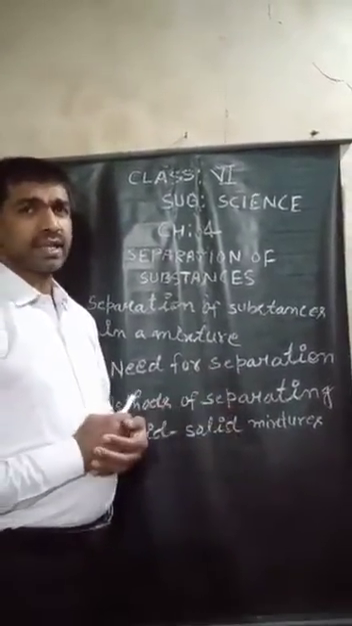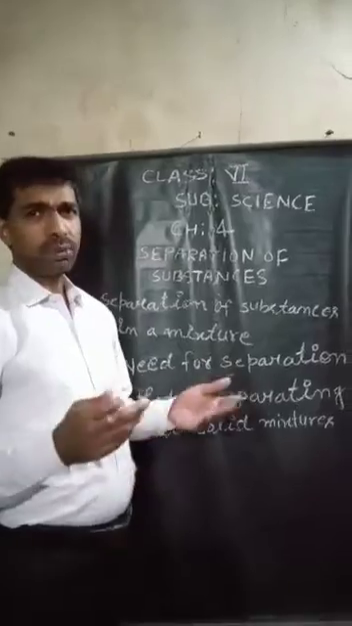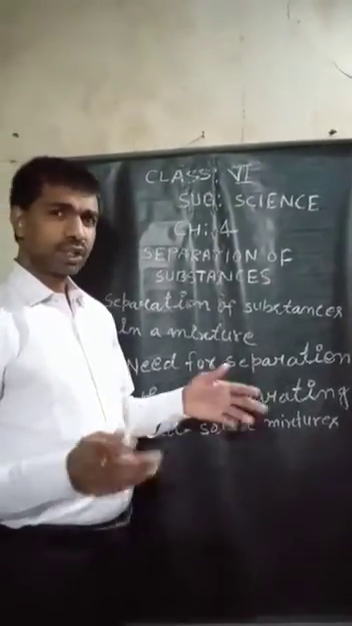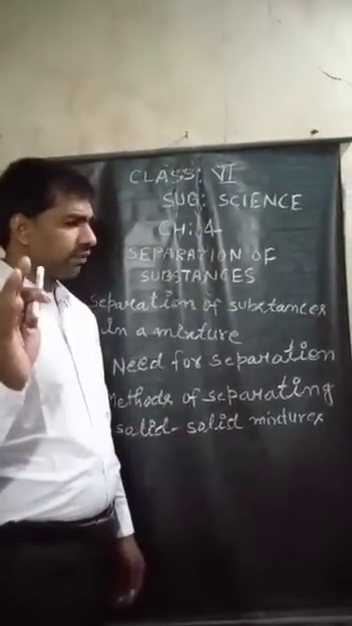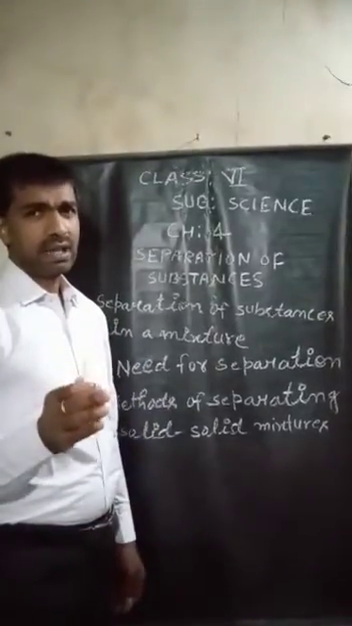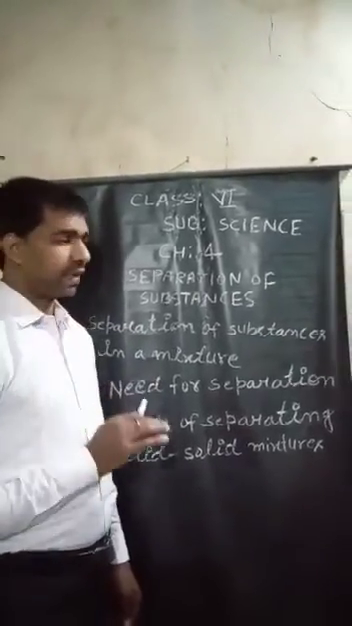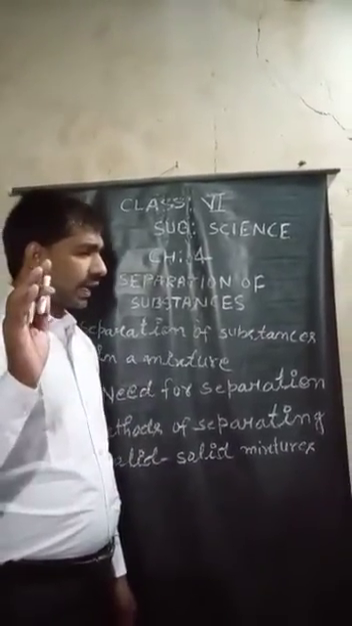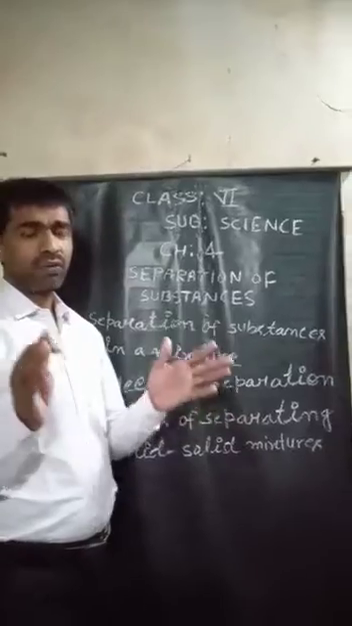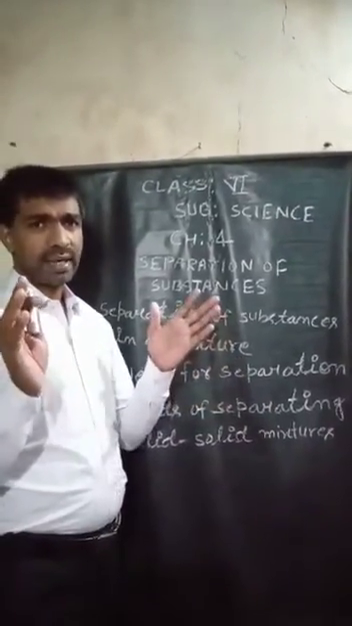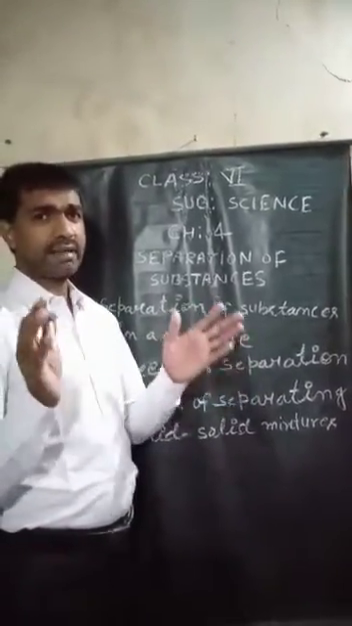So this can be understood with the help of an example. So what will be the example? Let us see. For example, let us take a mixture of some iron filings and sulfur. So the example will be to take a mixture of some iron filings and sulfur.